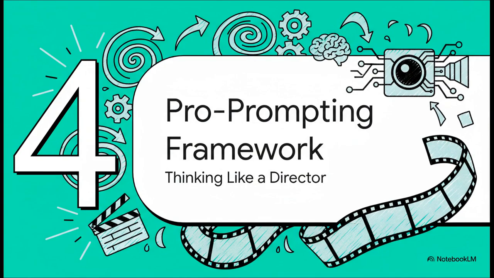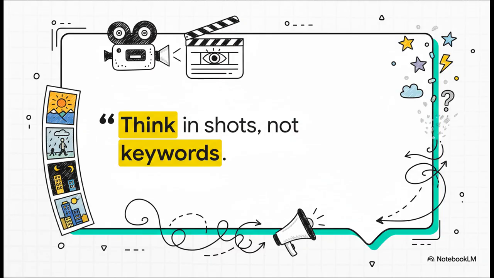Okay, so we know the moves, we know how to combine them, so how do we actually write this stuff for the AI? Well, let's dive into our pro-prompting framework. The single most important mindset shift you can make is right here on this slide. Stop thinking in keywords. Start thinking in shots. You're not just giving the AI a grocery list of items anymore. You are describing a complete, fully realized cinematic moment from beginning to end.